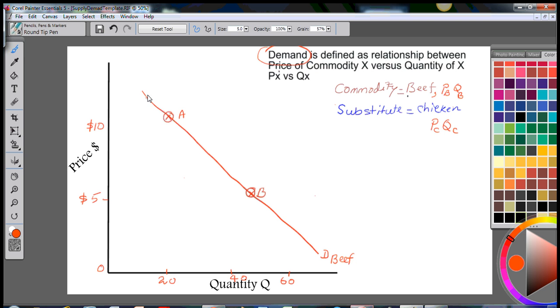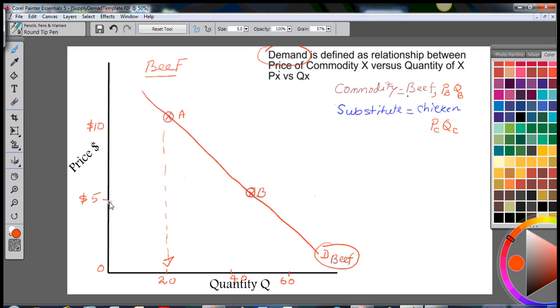So in this picture, this red line is the relationship between price of beef and quantity of beef. I call this the demand line for beef, and it simply tells us the relationship between price of beef and quantity of beef. So beef has a relationship between its own price and its quantity. At $10, people would demand a quantity A. If you look that up, that would probably be something like 20 quantity. It could be 20 pounds or whatever.